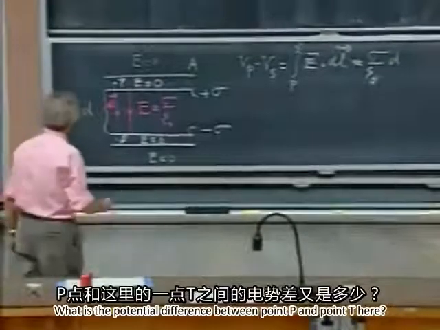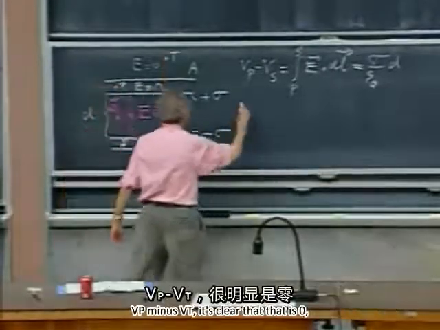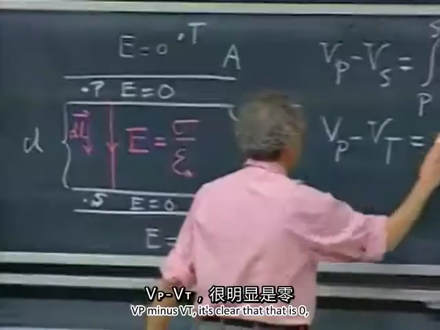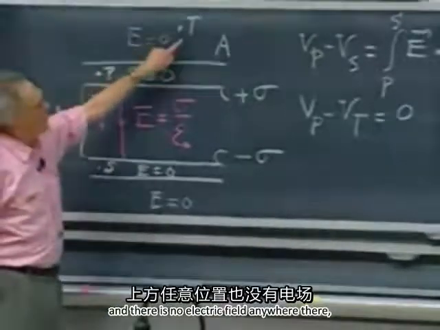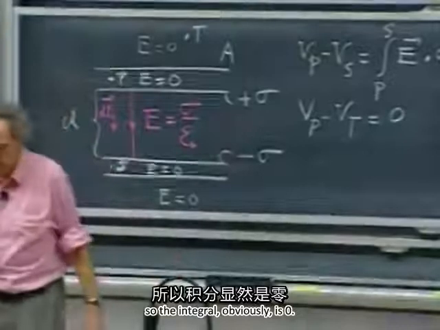What is the potential difference between point P and point T here? Vp minus Vt. It's clear that that is 0, because there's no electric field here, and there is no electric field anywhere there, so the integral obviously is 0.